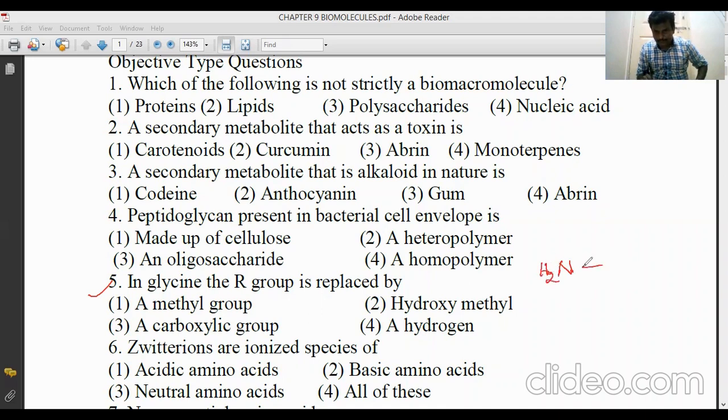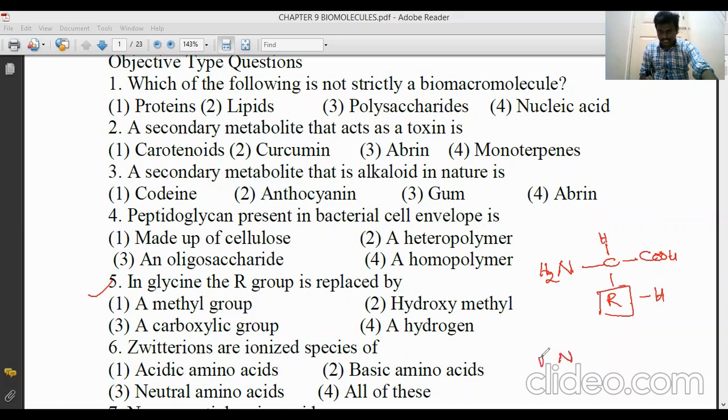NH2, CH, COOH, R. This R is an alkyl group. The general formula for amino acids is like this. Now, in glycine, this R group is replaced by H.